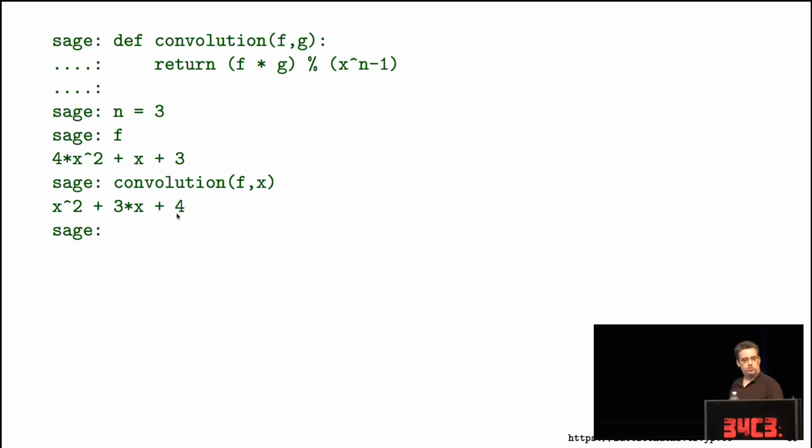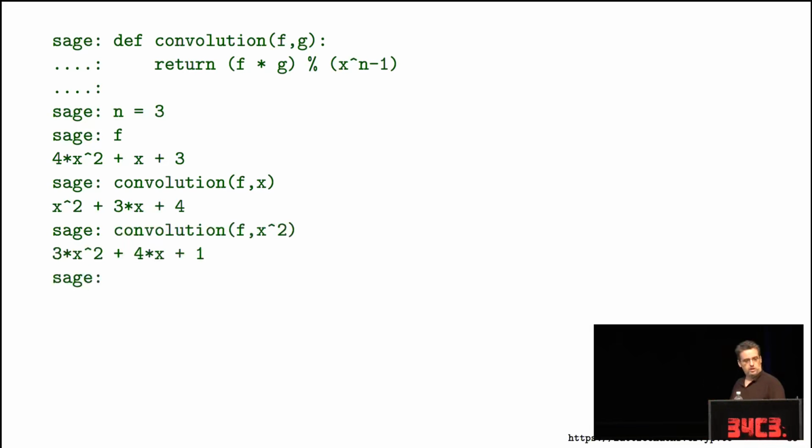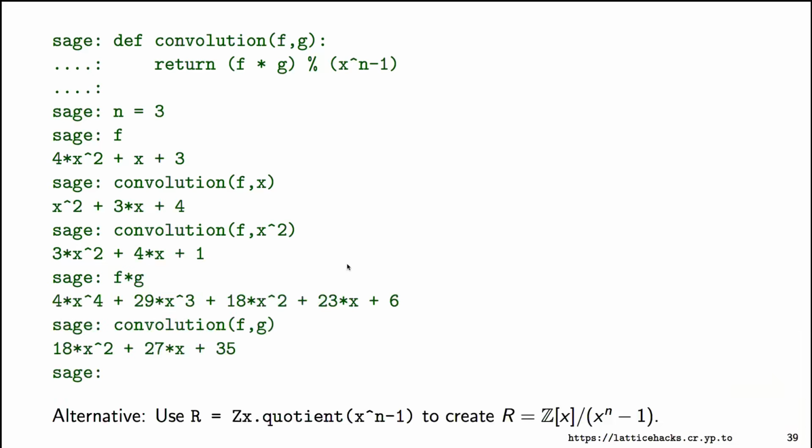And what happened to the 4x cubed? It turned into 4. If you see x to the n, it turns into 1. And if you see x to the n plus 1, it turns into x, and so on. And if you multiply f by x squared, then, well, it rotates the coefficients again. And another example, the same f and g from before. If you do the convolution, you multiply f and g, and then replace x cubed with 1, which means you add the 29 into the 6, producing 35, and so on, leaving you with only n coefficients.